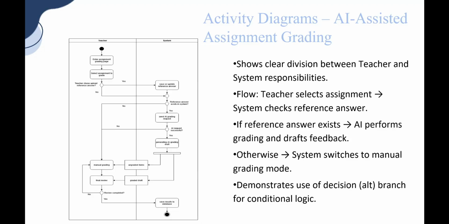So first, this is the AI-assisted assignment grading activity diagram. We can see how responsibilities are clearly divided between the teacher and the system. The process starts when the teacher selects an assignment, then an alternative branch decides whether a reference answer exists. If yes, the AI performs automatic grading and returns draft feedback. Otherwise, it switches to manual grading.